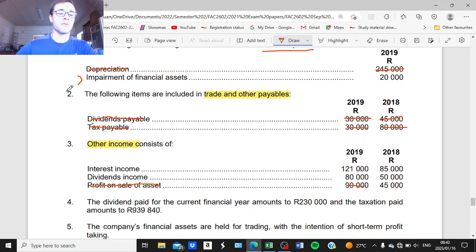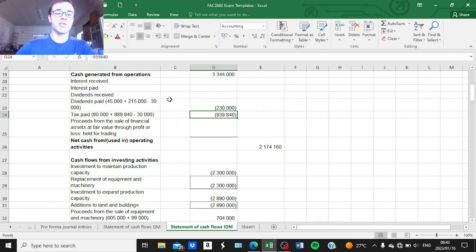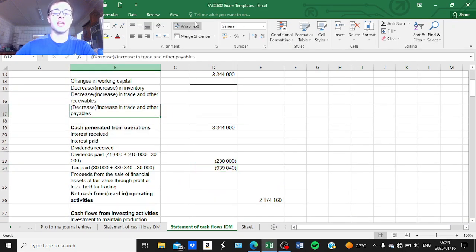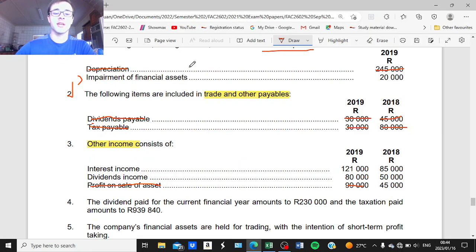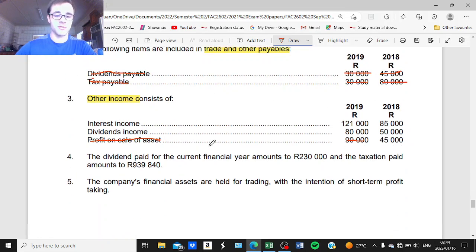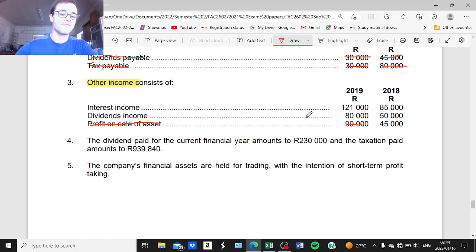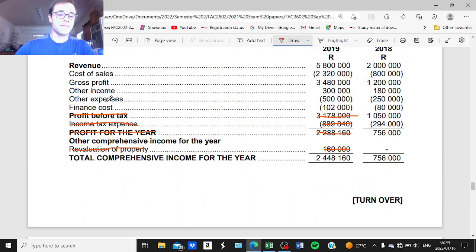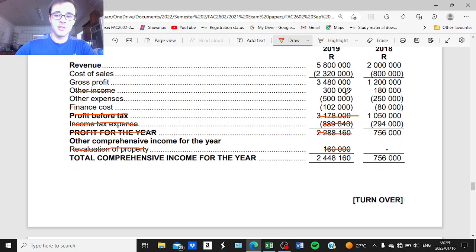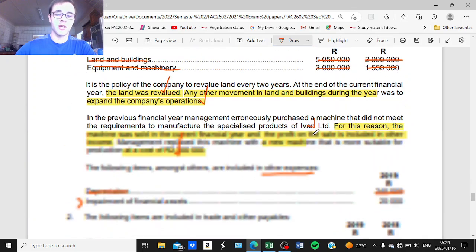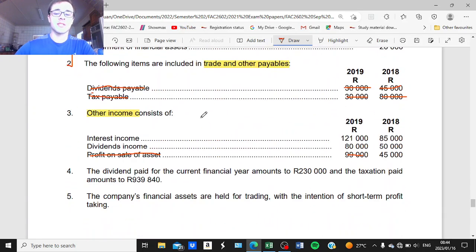Okay, so we are done with additional information point 2. Keep in mind that when we are going to calculate the change in trade and other payables, we need to consider the balances that have been calculated separately or have been shown separately on the statement of cash flows. We'll do that at the end. Okay, then other income of 300,000, all right, for the current year, consists of the following items.